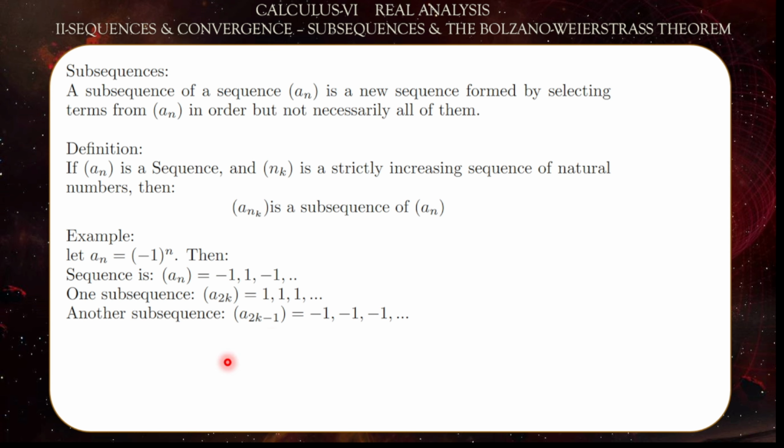Something to notice here is that the original sequence diverges. It means that it keeps oscillating between -1 and plus 1. However, the subsequences a_2k and a_(2k-1) converge to a finite value: plus 1 for a_2k and -1 for a_(2k-1).